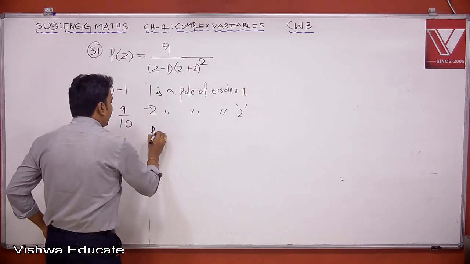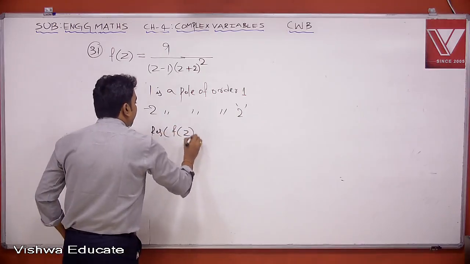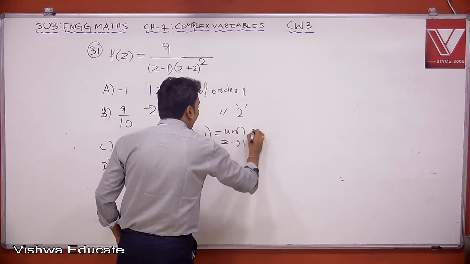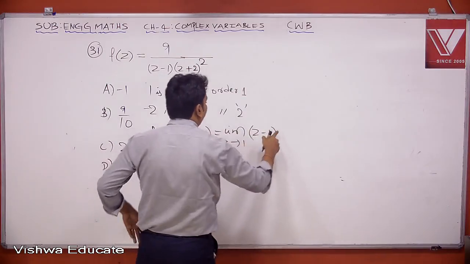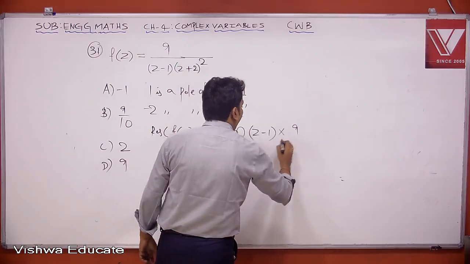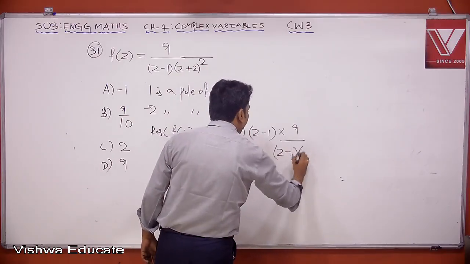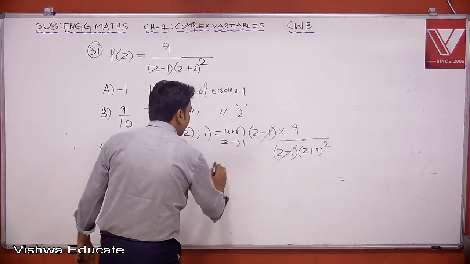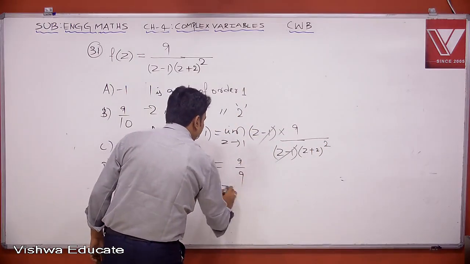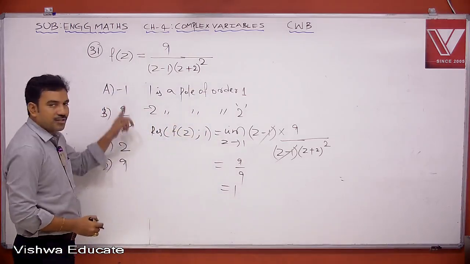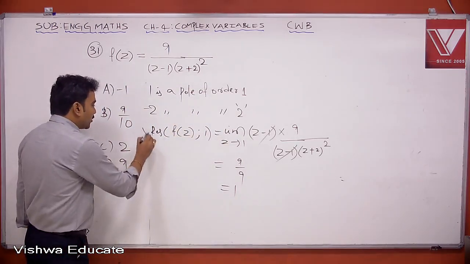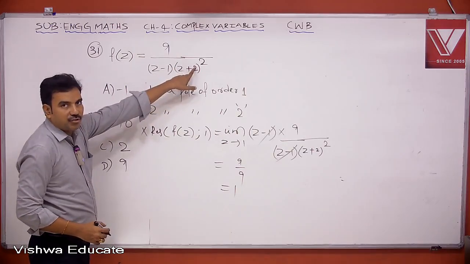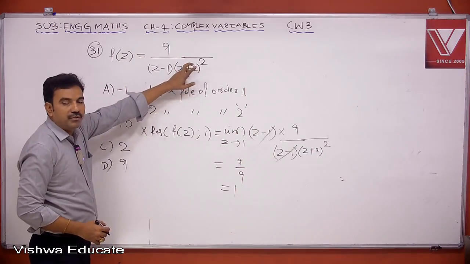So let us find residue of f of z at the pole 1. This is given by limit z tends to 1, z minus 1 into f of z. f of z is 9 by z minus 1 into z plus 2 whole square. This and this will be cancelled. So 9 by 9, it is 1. But 1 is not there in options. So therefore, they did not ask you residue at 1. So indirectly, they have asked you residue at minus 2. But it is a pole of order 2. So you need to apply case 2.